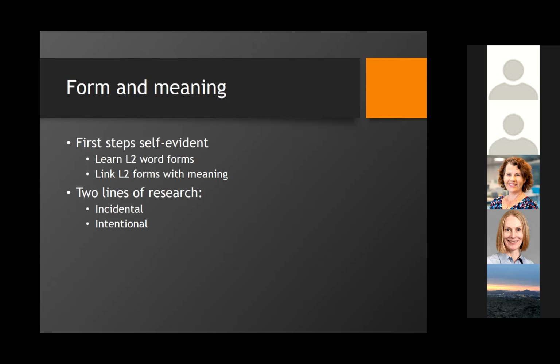And in this area, we have two main lines of research. One is in the area of incidental vocabulary acquisition, and the second is in intentional vocabulary acquisition. In recent years, we've seen a lot more work on incidental than intentional vocabulary acquisition. I'll explain what these mean if you don't know, and give you some of the advantages and disadvantages of learning second language vocabulary in this way.